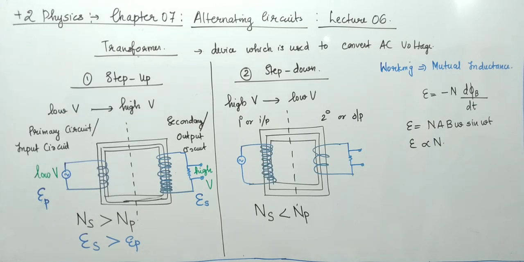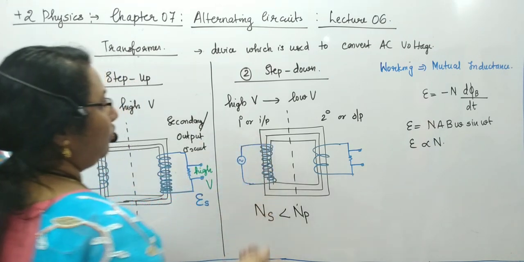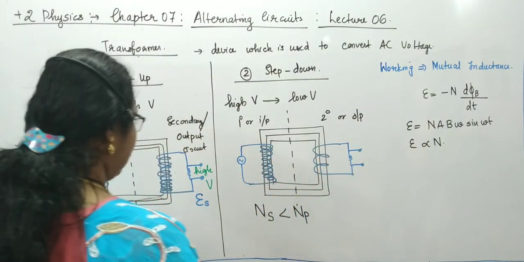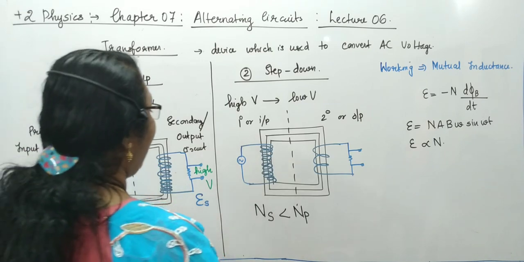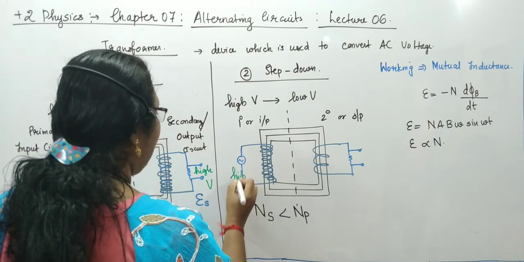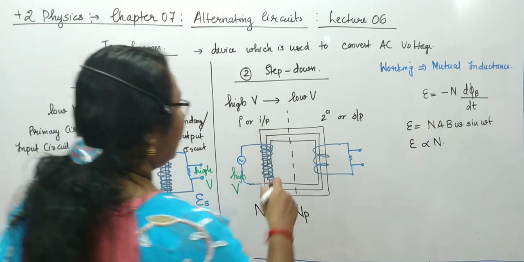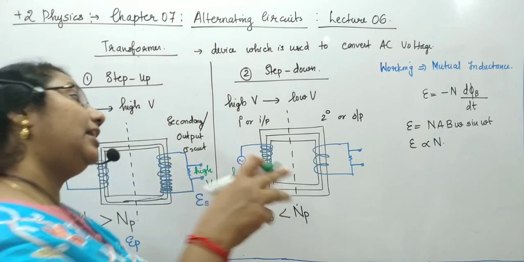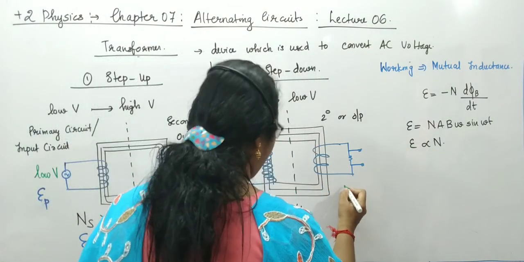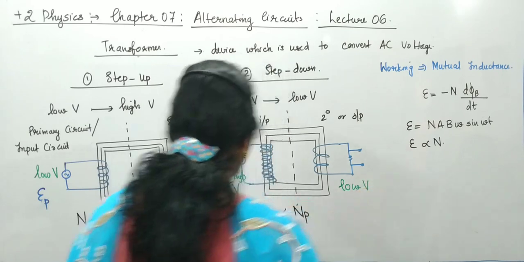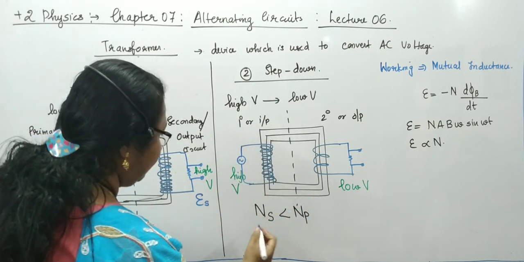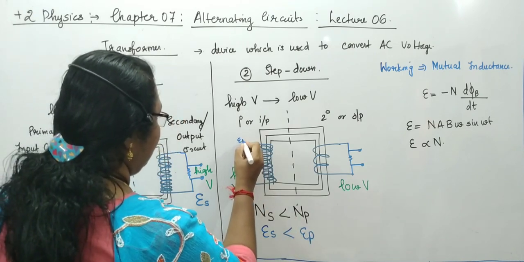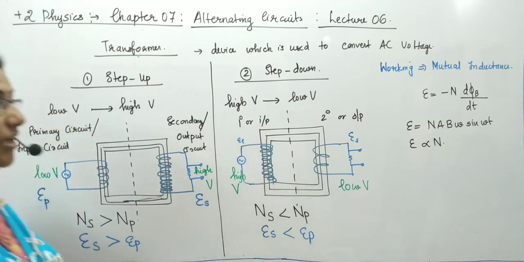Very good. Similarly, if we take a step down transformer where the number of turns in secondary is less, N decreases, E decreases. That means here we have provided the high voltage. This was high voltage AC input. But when it undergoes mutual induction and comes out from the secondary, what happens? Where the number of turns was less, EMF reduces, low voltage. That is, here we can write ES is less than EP. This is EP region and this is ES region. Clear?